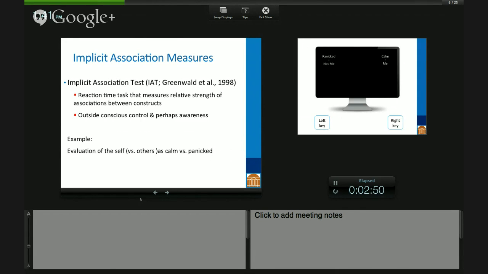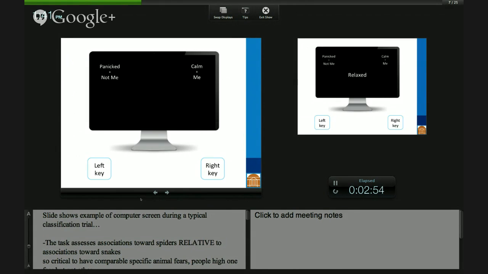This is looking at evaluations of the self as calm versus panicked. So on a typical screen, people would see 4 categories that we've placed into 2 pairs. Category panicked is paired with the category not me. Category calm is paired with me. We're not asking individuals whether they think of themselves as somebody who panics or whether they think of themselves as someone who's calm. It's an indirect measure.